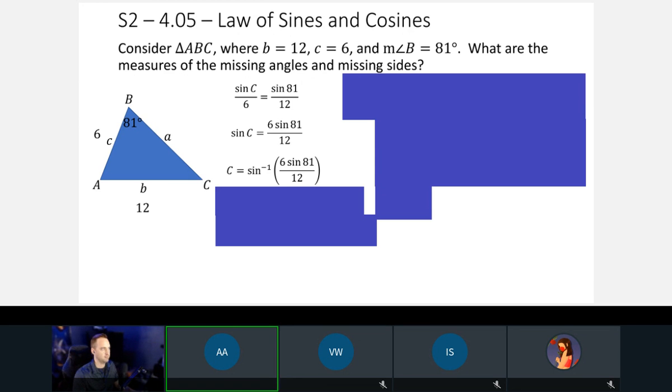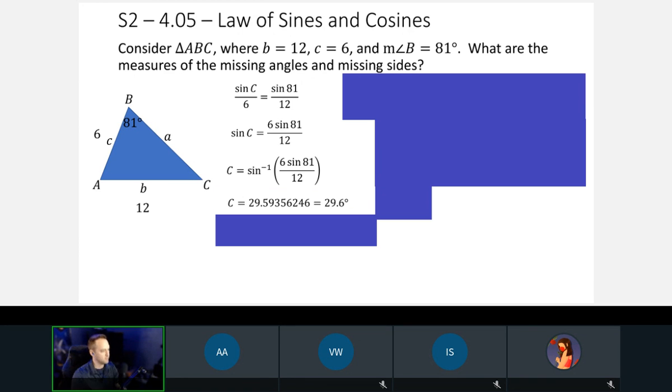29.6. Is that right? Yeah, sounds right. And for this one, you want to be in degree mode. So for this test especially, you're probably going back and forth between radian and degree. So make sure that you are in the correct mode before even typing anything in. So 29.6 degrees. All right.